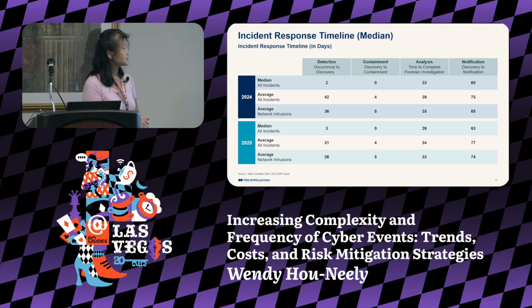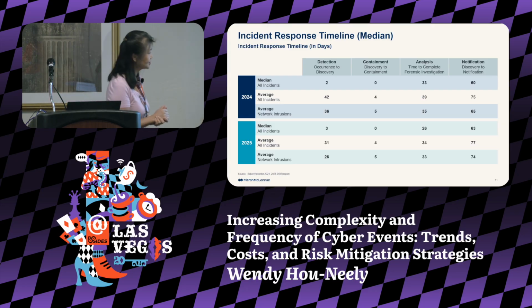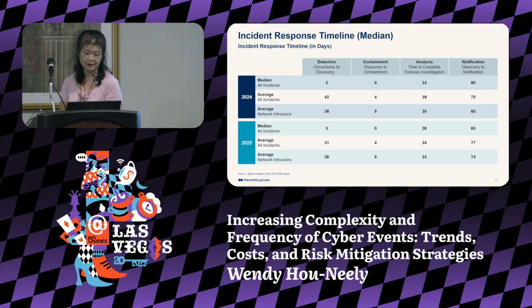And if you look at incident response time, detection has now gotten a lot better. Different companies are using different tools to try to figure it out. On average, they improved by 10 days, from 36 to 26. That's for network intrusions. Across all incidents, it went from 42 to 31. So that's quite a lot of improvement. And containment is about the same, it didn't change a whole lot. Analysis to completion has also improved some. And notifications, maybe not that much of a change, a little bit longer.